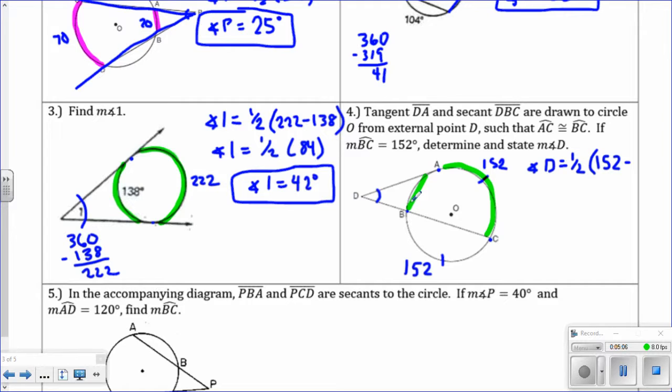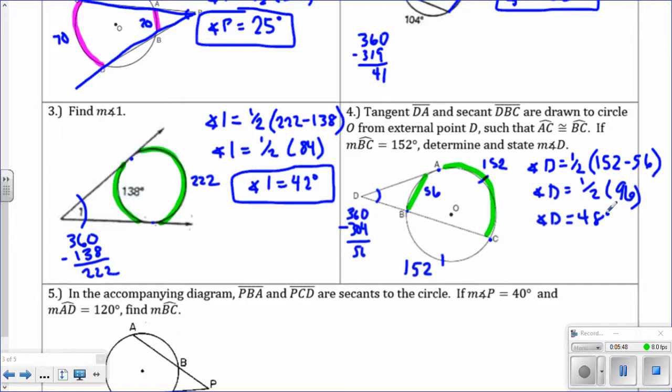Well, again, a full circle is 360. So if you take 360, I'll go over to the left here. You take 360, and we know these two arcs are 152 and 152. Okay, so what you're going to do is subtract 304, that's 152, 152 added together, and you get 56. So this arc over here in green is 56. So the two arcs we're subtracting for the intercepted arcs are 152 and 56. Okay, so angle D equals half of, subtract those arcs, you get 96, and you take half of 96, and you get 48.